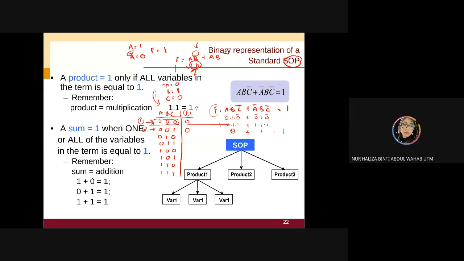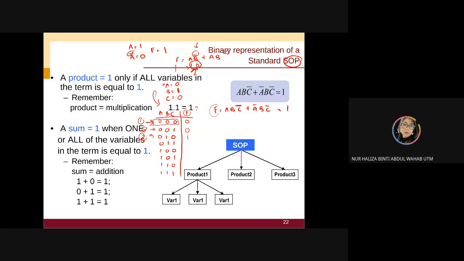Supposedly I get this, 0, 0, 0, then 1, and then 1. Okay, correct. So you understand, right? This state. Now, if you didn't understand, please stop me, okay?